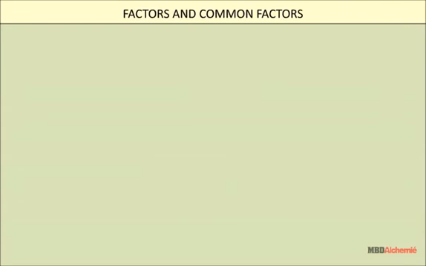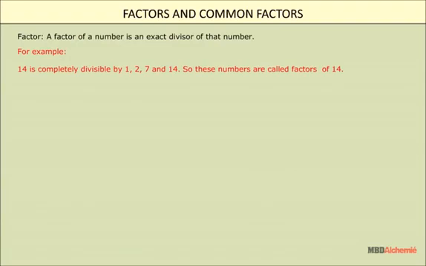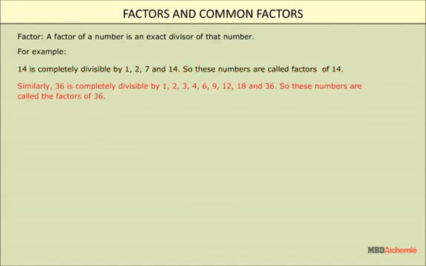Factors and common factors. Factor. A factor of a number is an exact divisor of that number. For example, 14 is completely divisible by 1, 2, 7 and 14. So these numbers are called the factors of 14. Similarly, 36 is completely divisible by 1, 2, 3, 4, 6, 9, 12, 18 and 36. So these numbers are called the factors of 36.